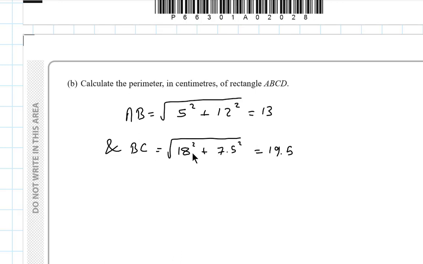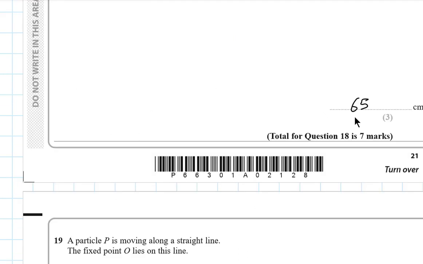And the distance between B and C will be the square root of 18 squared plus 7.5 squared, which is 19.5, so that the perimeter will be twice the sum of these two dimensions, right? 13 plus 19.5, and the answer is 65 centimeters.